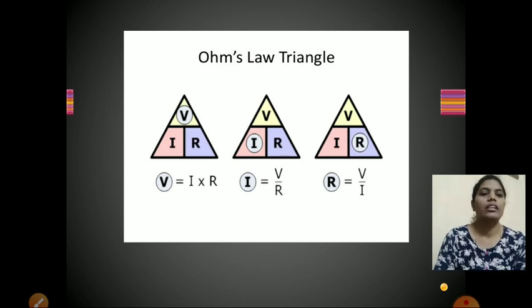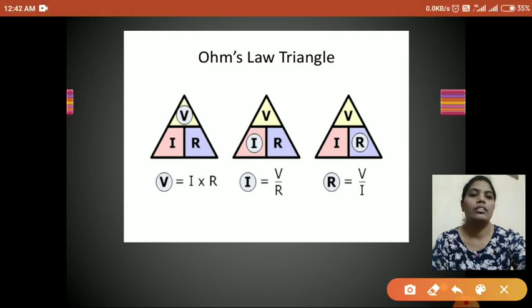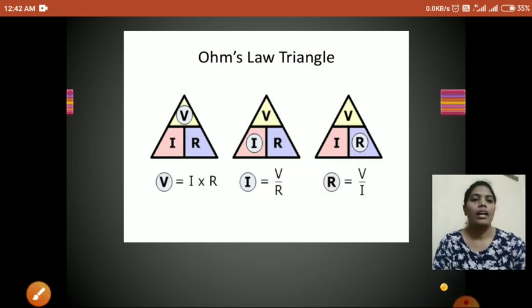And in the second triangle we are expressing the equation for electric current I. You can see I is equal to what is remaining, V and R. In the picture, V and R are related with a division mark. You can take it as division, and this is V by R. That is what we have written here: I is equal to V by R.